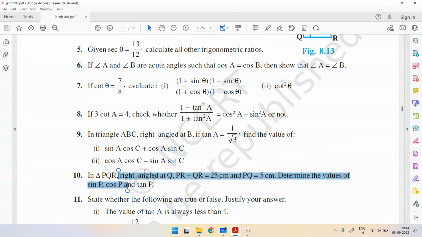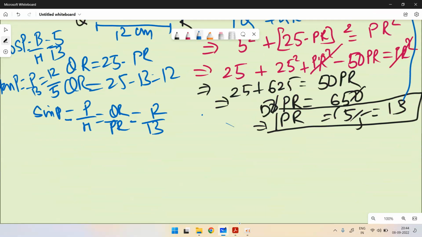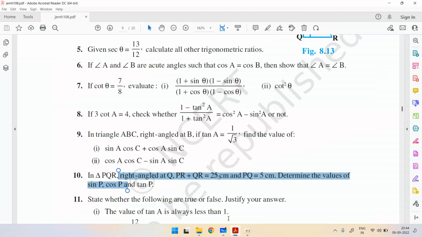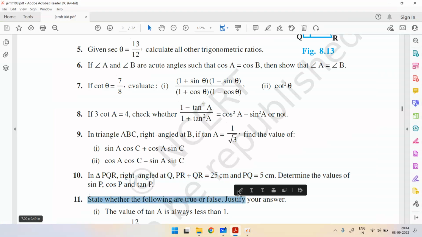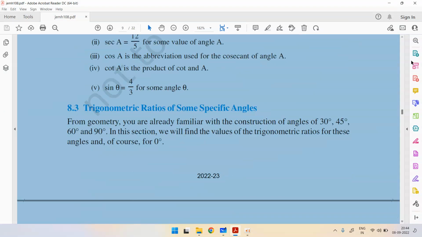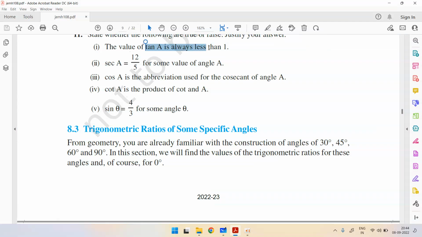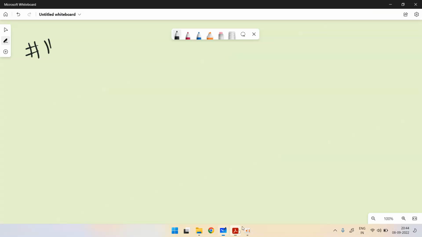Now the 11th question, the 11th one is one word answer only. So question number 11 says: state whether the following are true or false. Justify your answer. Part 1: the value of tan A is always less than 1.